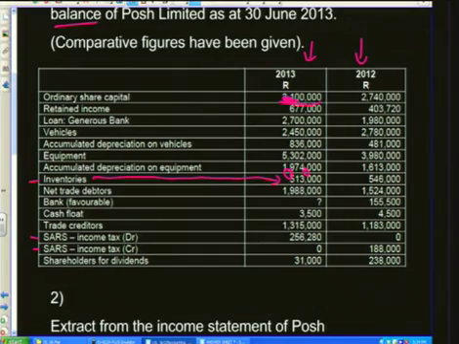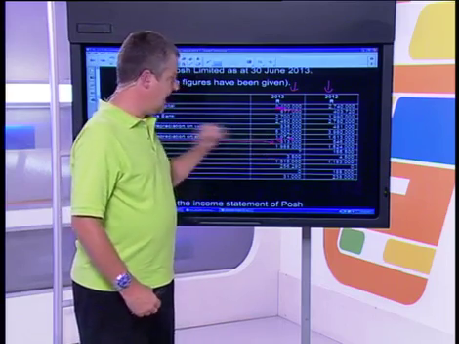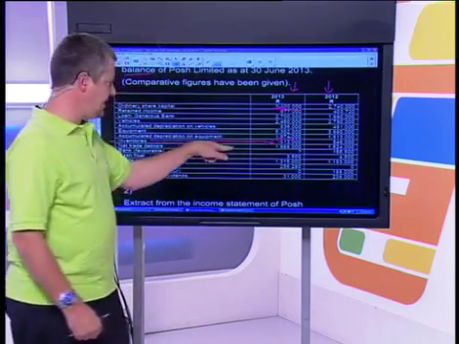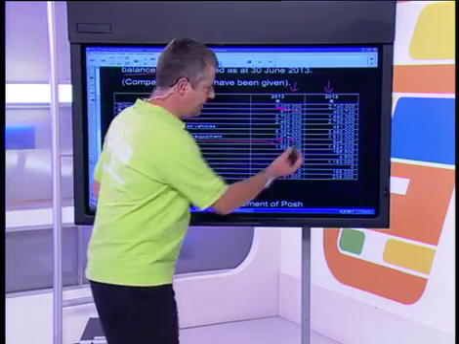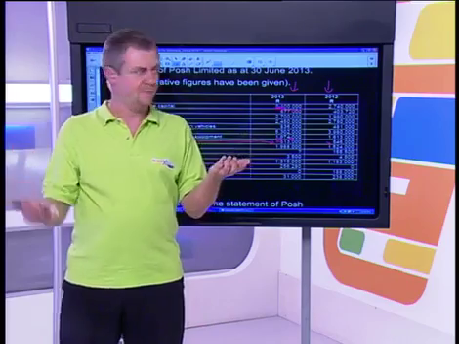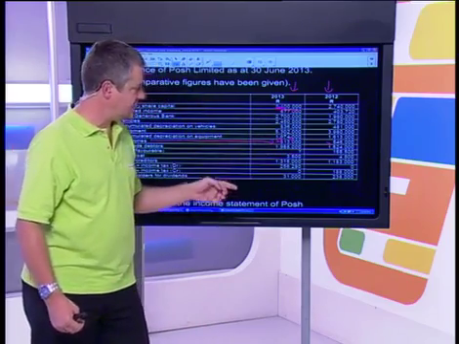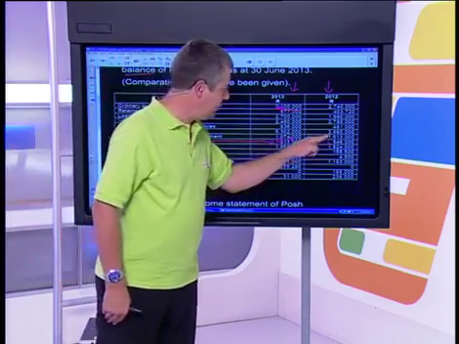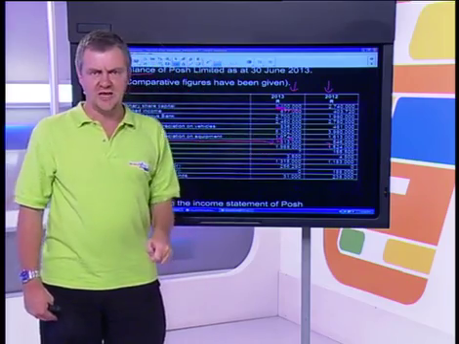Let me also give you some advice. Use a ruler in an exam to be able to see the numbers quickly. So at the beginning of the year, our inventories were 546,000. At the end of the year, our inventories were 513,000. They've changed from 546 to 513. Have they increased or have they decreased? Well, if something moves from 546 to 513, it's gone down. It has decreased.